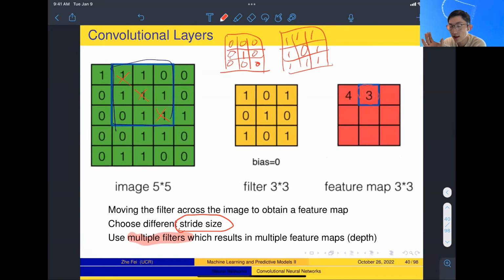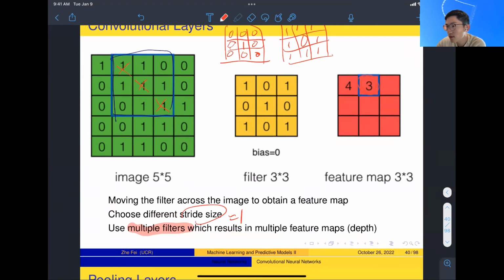So that's the idea. And by the way, this stride size means how much does your filter move, right? Stride size equal to 1 is this example, right? Every time we move one step to the left or to the right. Stride size equal to 2 means every time you move two steps.